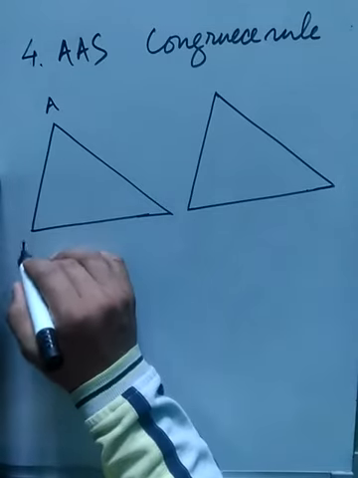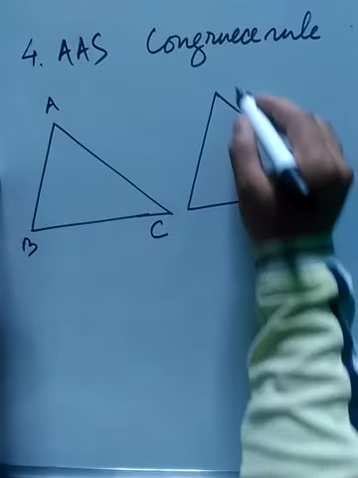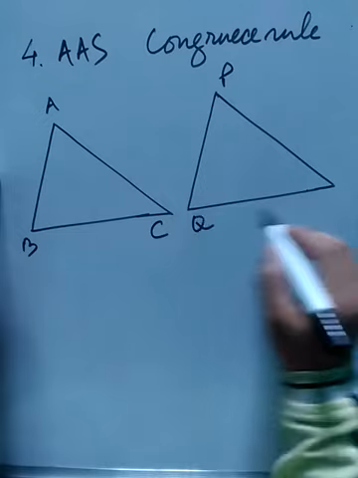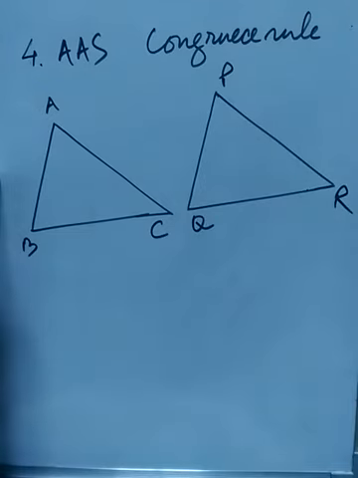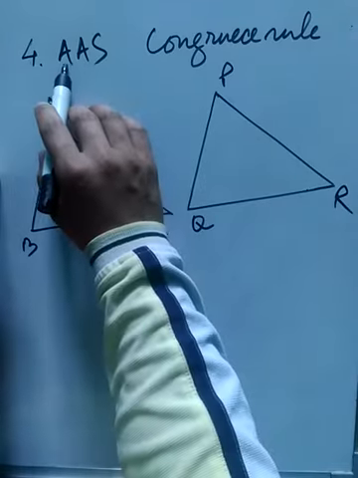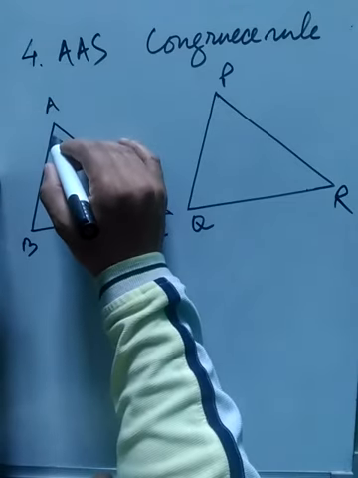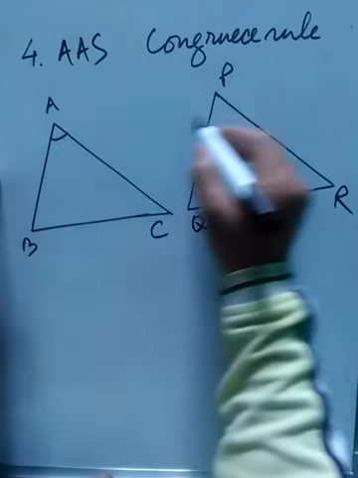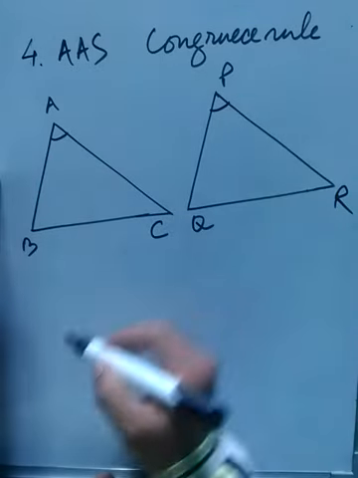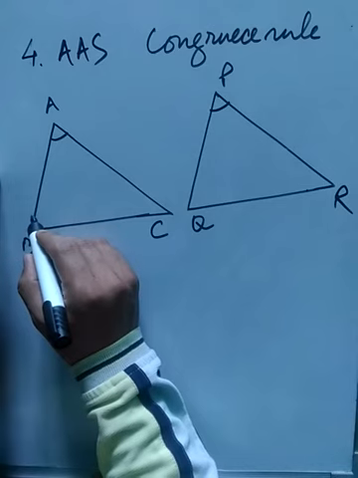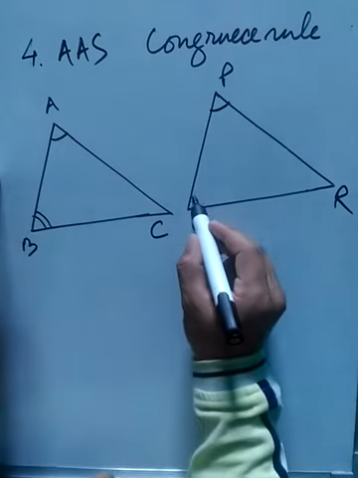A, B, C, P, Q, R. Angle, angle, side. Okay, let us assume that this angle A is equal to angle P. Next, angle B equal to angle Q.